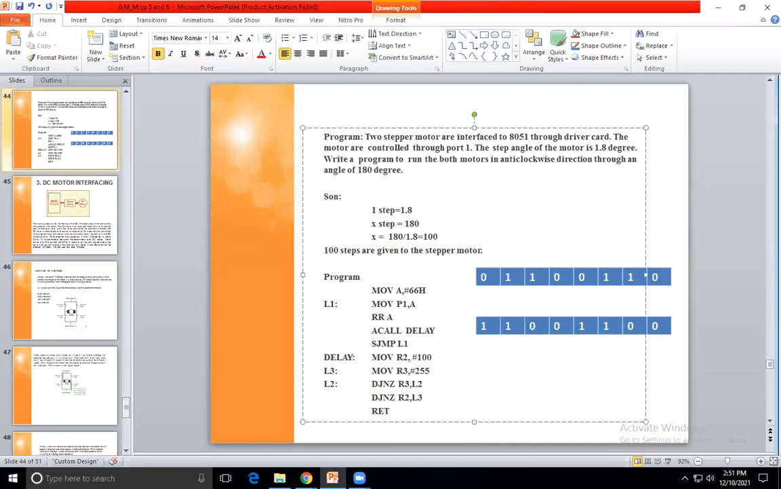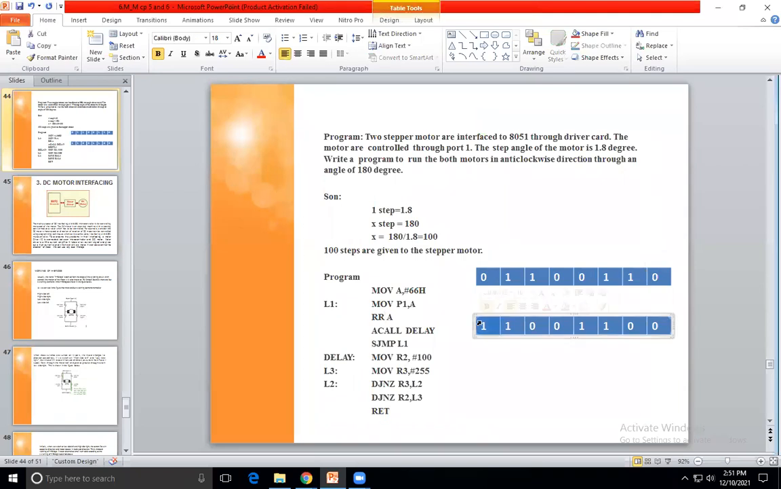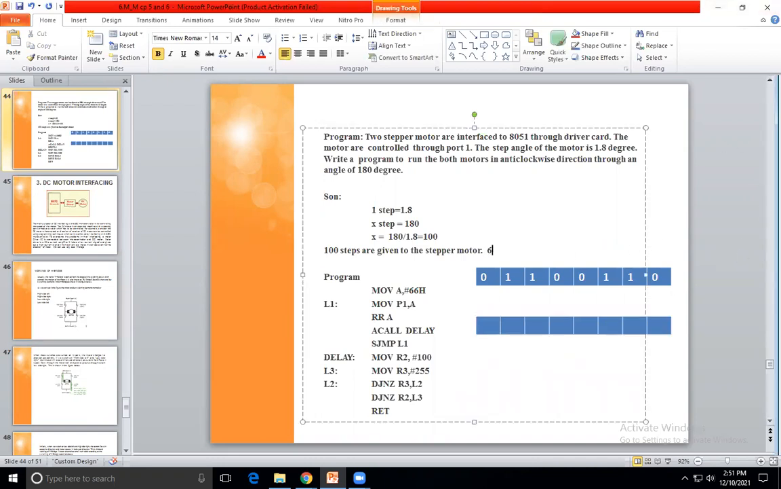So what is the output of this? Suppose the accumulator contains 66. What is the output of this pin after rotate right is executed? After the rotation to the right, what is the output?